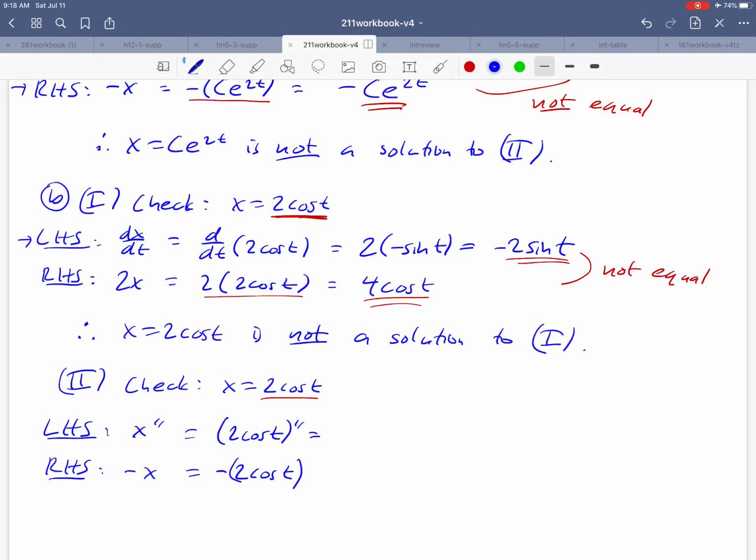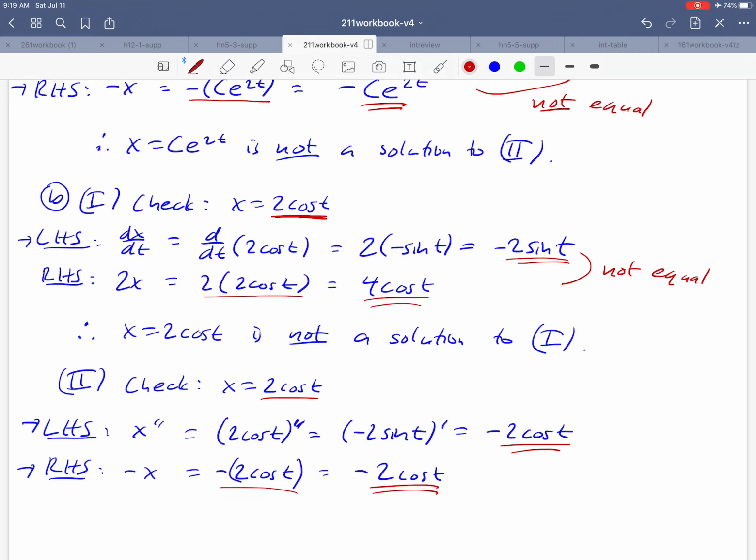All right, let's do these calculations and see what happens here. So for the left-hand side up here, we're being asked to take the second derivative of 2 cosine of t. The first derivative we already know is negative 2 sine of t. And what do we get if we take the derivative again? Well, we're going to get negative 2 cosine of t. All right, and down below on the right-hand side, again, not a whole lot to do there. We're just taking the negative of 2 cosine of t, which is going to give us negative 2 cosine of t. Okay, so what do you think?